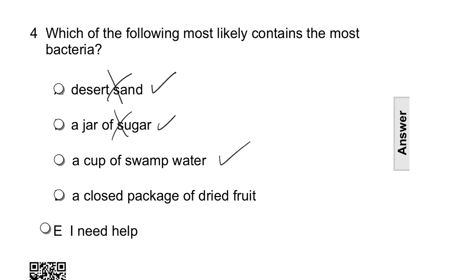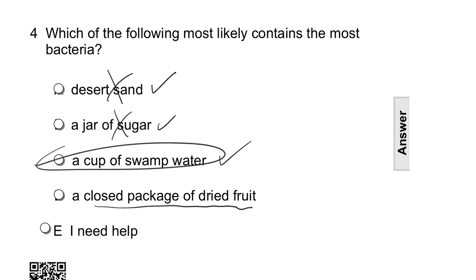How about a cup of swamp water? Like pond water out there in back of our classroom? Yeah, that has probably a lot of nutrients and a lot of bacteria, so I would pick that. A closed packed dried fruit. Well, dried fruit, again, the sugar is not dissolved. There's probably bacteria on it, but the nutrients aren't as available in dried fruit as in a cup of swamp water. There's preservatives in that dried fruit too.